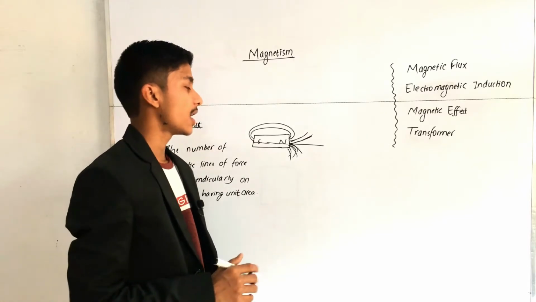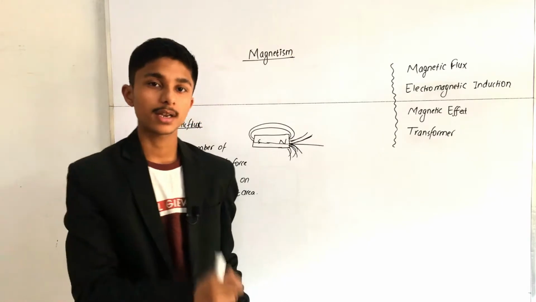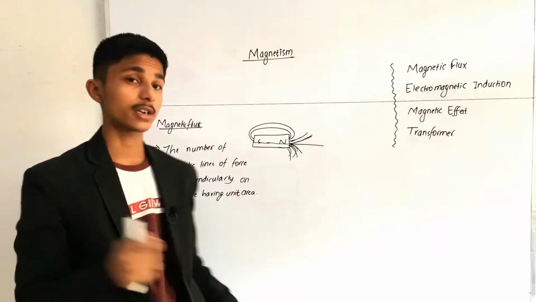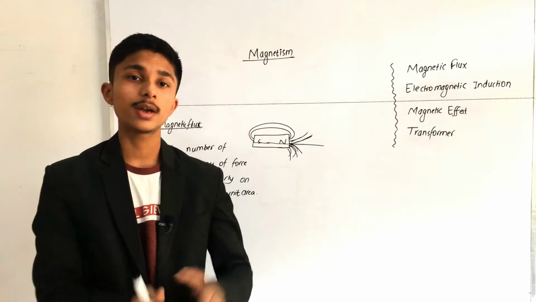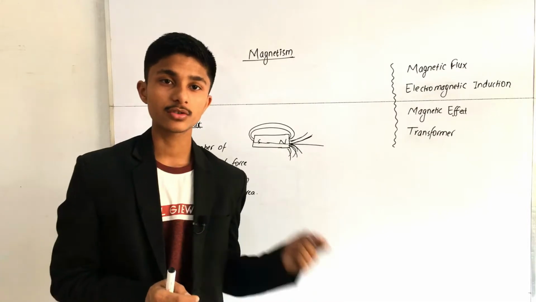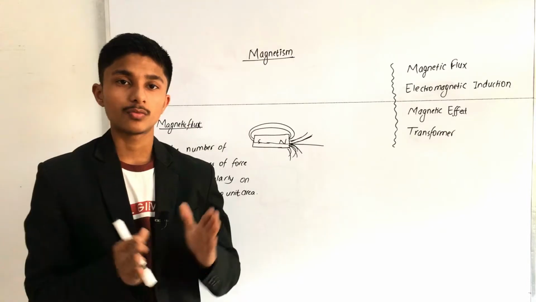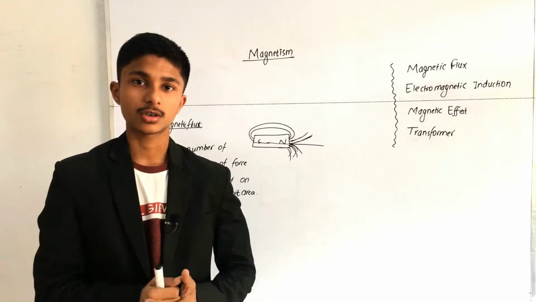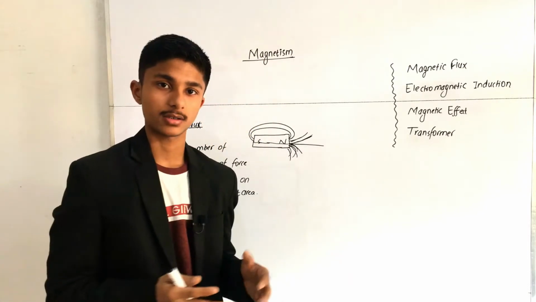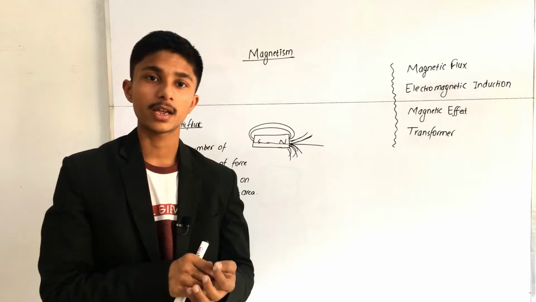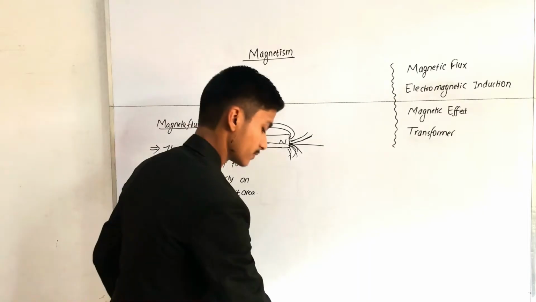Similarly, we move to our next topic, that is electromagnetic induction. What is electromagnetic induction? Before going to this topic, you need to know what an electromagnet is. We define an electromagnet as a temporary magnet which is formed by passing electric current through a conductor. The magnet which is formed by passing electric current is called an electromagnet.